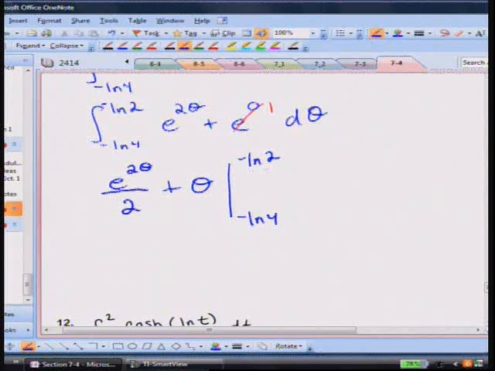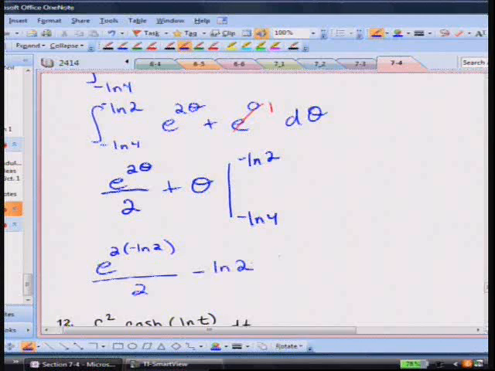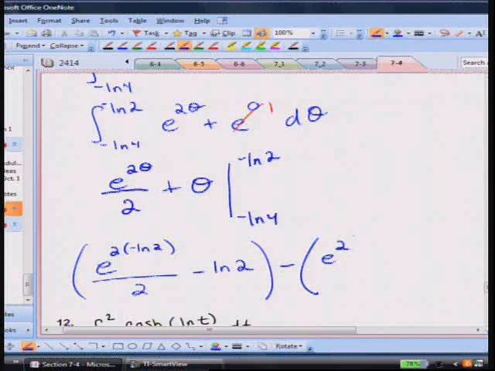All right, so now we're going to shove this stuff in here. So we're going to have e to the 2 times negative ln 2 over 2 minus ln 2. That's your f of b, minus f of a, which is e to the 2 times negative ln 4 over 2 minus ln 4.